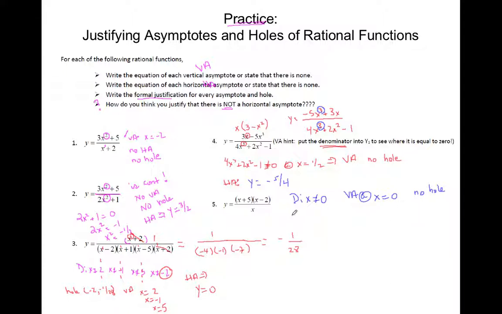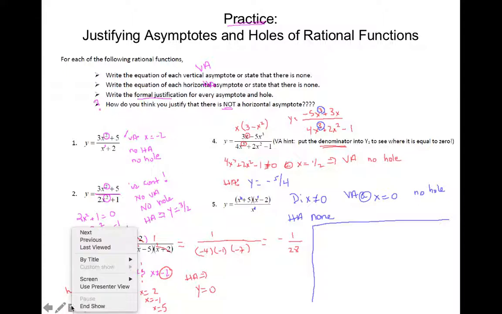How about a horizontal asymptote? The degree of the denominator is 1, but what's the degree of the numerator? You have an x to the first times an x to the first, which is an x squared. So since you are top heavy, the numerator is stronger, there is no horizontal asymptote. Okay? So over here, I'm going to do some justifications. I'm not going to do them all. I leave that for you to do.